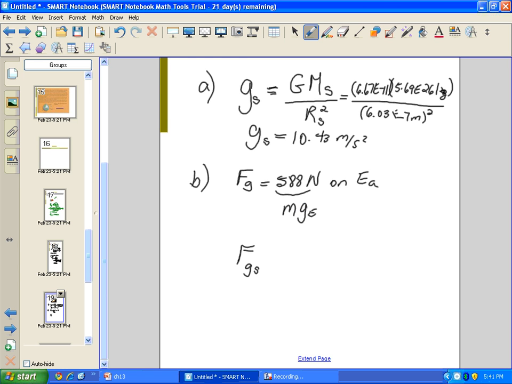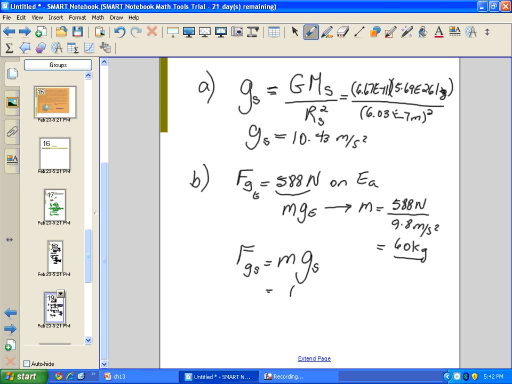See, this is on Saturn, this is on the Earth. We have to take his mass and multiply it by the g of Saturn. So how do we get his mass from here? Well, we know mg equals 588. So m must equal 588 newtons divided by 9.8 meters per second squared. That gives us a mass of 60 kilograms.